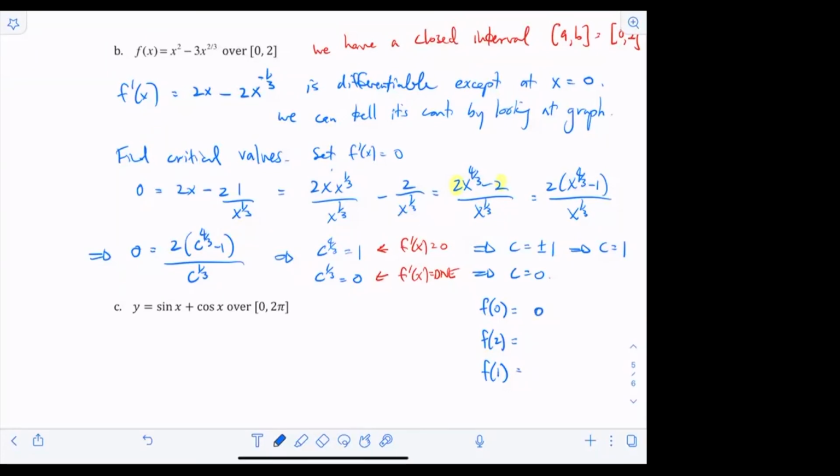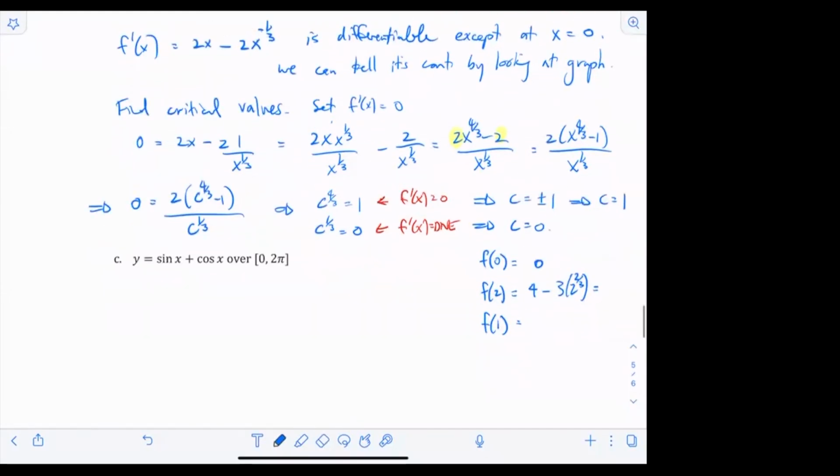f of 2, you're going to get 4 minus 3 times 2 to the 2/3. And I think when you work this out, you get something like -0.762 if you use your calculator. And then f of 1 is equal to -2.